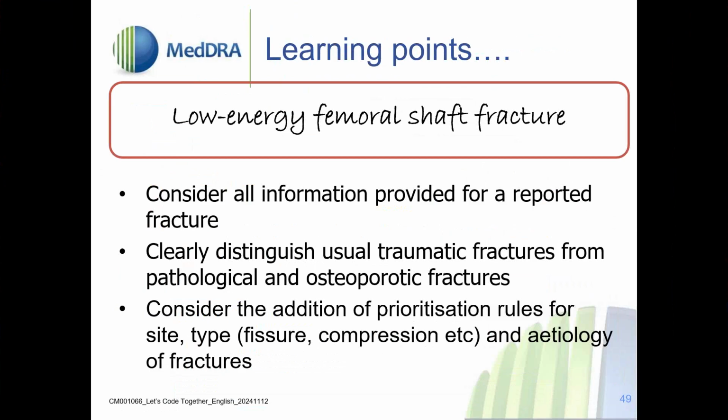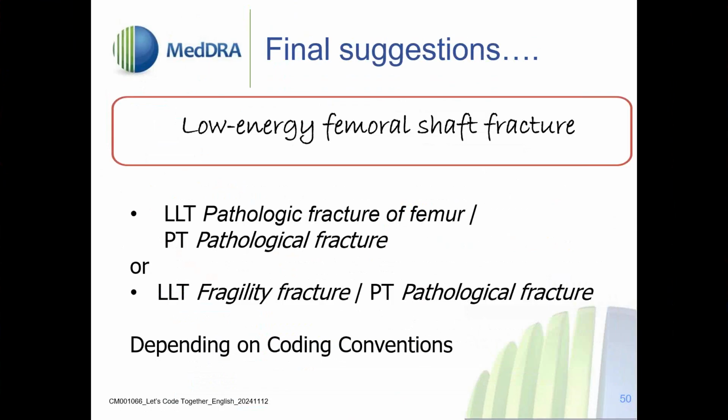And clearly distinguish fractures based on their etiology, like traumatic fractures, and distinguish them from pathological osteoporotic fractures, spontaneous fractures. To achieve consistency when coding fractures, especially when these are relevant for your product portfolio, it would be really useful to add some prioritization rules to your coding conventions regarding the affected site, type, and etiology of the fractures. So we would suggest to code to either LLT pathologic fracture of femur when prioritizing the affected site, or to fragility fracture when prioritizing the etiology of the fracture, the fragility of the bone. This will depend on your coding conventions, but both of them are grouped under the same PT, that is pathological fracture.